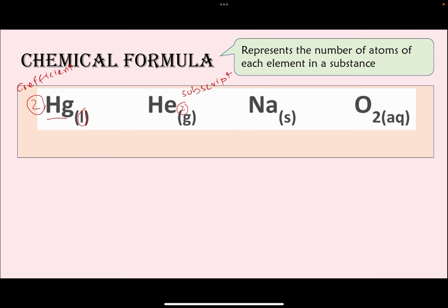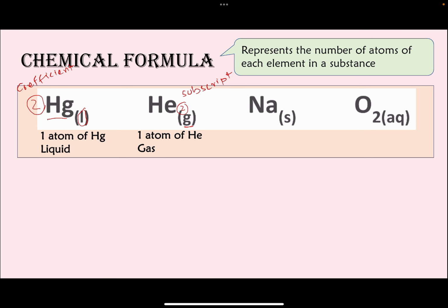But if you put the 2 as a coefficient, that means we have 2 atoms of mercury which are not necessarily bonded to each other. They might be next to each other but not bonded. Alrighty, so in this case we have 1 atom of mercury, and it's in the liquid form. For helium, once again we have 1 atom, it's in the gas form. We know that because of this little g at the bottom.